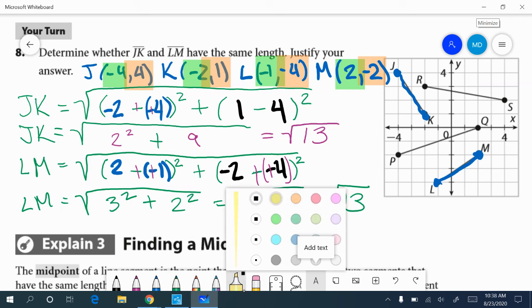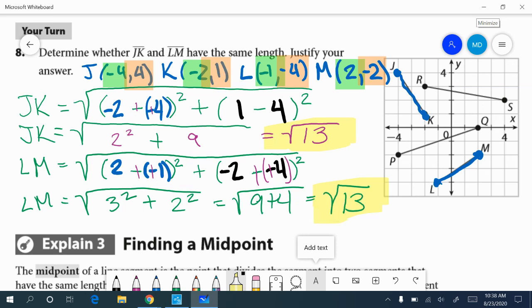All that work. So what did I even just prove? Square root of 13, square root of 13. The length of JK is equal to the length of LM. I just determined that they do have the same length, and I've proven it with mathematics. Awesome.